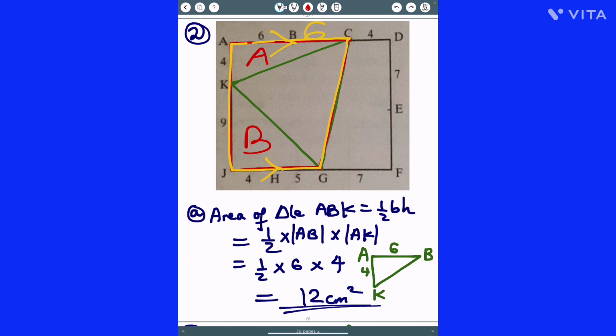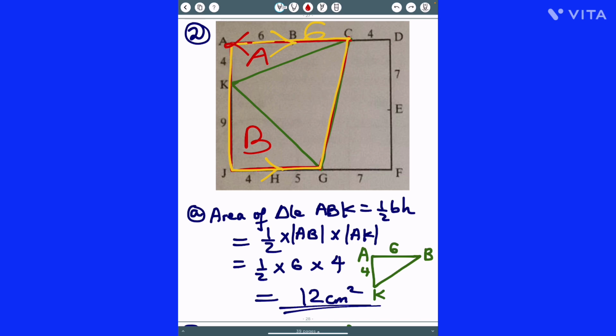12 and 9. So, I have two parallel sides of my trapezium, 12 and 9. Then, area of triangle ACK, this triangle. Area of triangle ACK will be half base, which is 12, times height, which is 4. Half base times height, that's half 12 times 4.